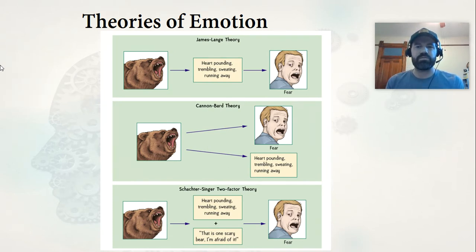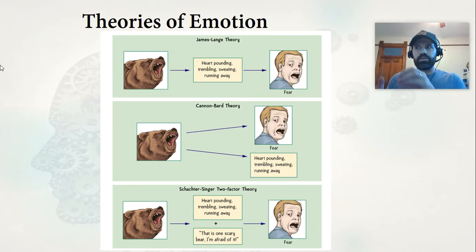So there is a connection between the physiological response and the cognitive emotion, despite Cannon-Bard saying that they're separate. Which leads us to what is perhaps the most commonly accepted theory, which is what we call the Schachter-Singer two-factor theory. With the Schachter-Singer two-factor theory, there's a stimulus. We've got this scary-looking bear, which leads to a physiological response. Your heart's pounding, you're starting to sweat, your pupils are dilating. And then you give it a cognitive label, or what we sometimes call a cognitive appraisal.